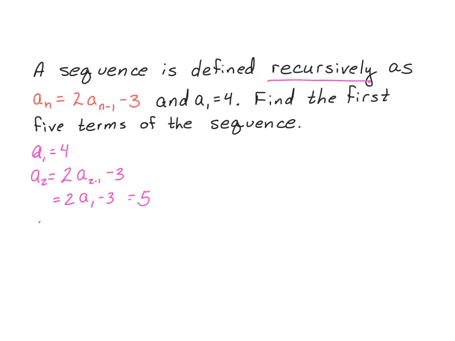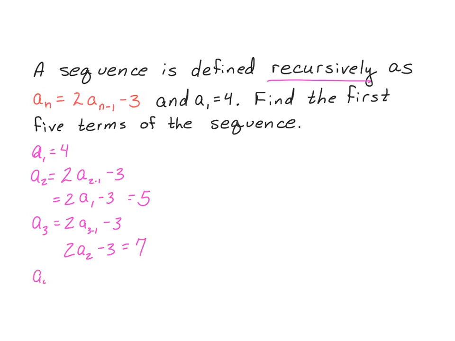All right, so now we're going to find the third term, which is 2 times a sub 3 minus 1, minus 3, which is 2 times a sub 2, and a sub 2 had a value of 5. So 2 times 5 is 10, minus 3 will give us 7.